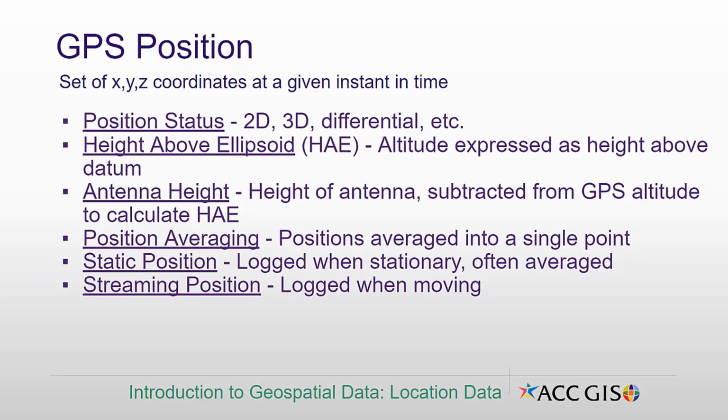Position averaging is where we average the number of positions into a single point. So I might, for example, stand in one location and collect 60 positions over 60 seconds, and then I average those positions into a single point to try to average out any error in the positions. Now, when we're collecting positions in a single location, that's referred to as a static position, but if we are moving, it's referred to as a streaming position.